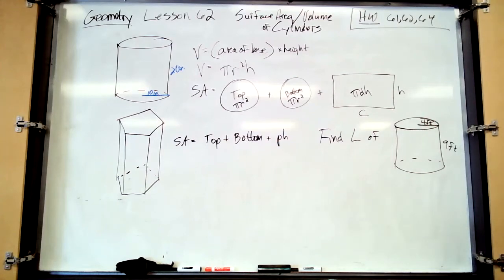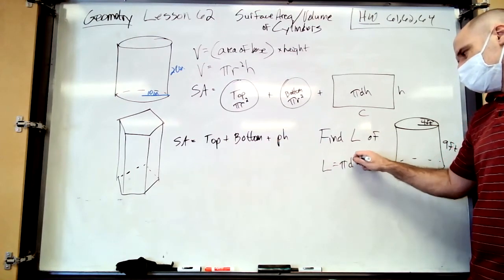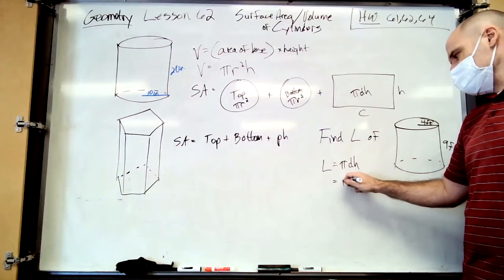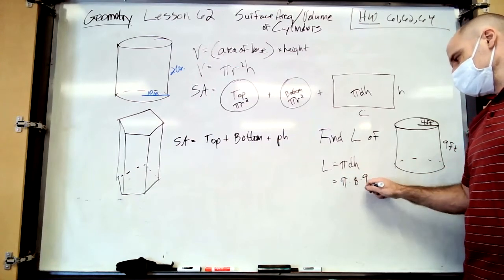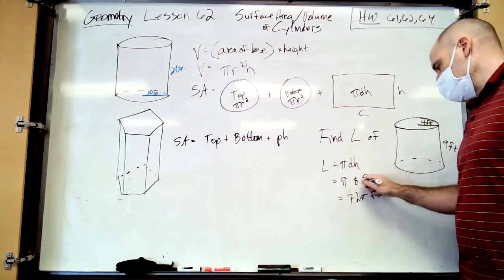All right, so pi dh, if that's 4, then d is 8, right? Because this is just the radius. So the diameter is all the way across, so that's 8. h is 9. So 8 times 9 is 72. So pi dh would be 72 pi. That's all I did. So L always equals pi dh. So pi times 8 times 9, which is 72 pi square feet.